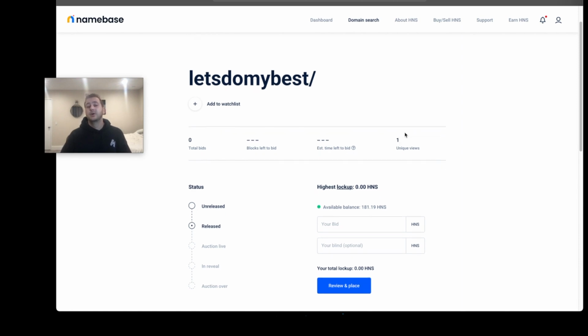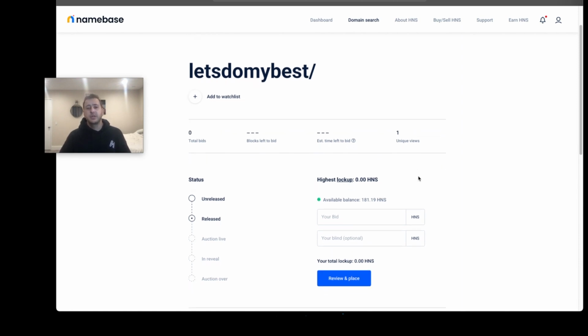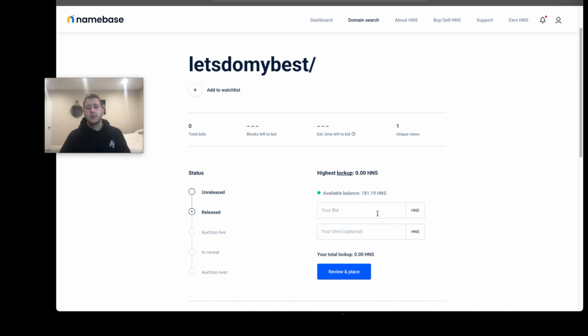It takes a little while for these auctions to end. I'll explain as we go along. I want to start this, and I'm probably just going to start it with one. The reason being, when you bid on a name, you can do two things. You can bid a valid bid, which I did, and so it's in my lockup amount.